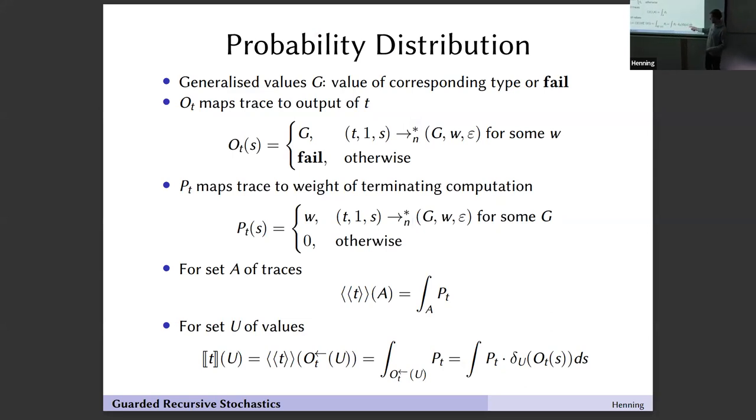You can also look at this, maybe that's easier to read. It's the pre-image. Here we basically take the indicator function. We want to take all those elements such that we reach a value in U, and then we multiply that with the corresponding weight, and we integrate over all possible traces S that give us that. So this is where the inference of a probability distribution would come from, the Monte Carlo methods or whatever. Although this is still quite hard, obviously.